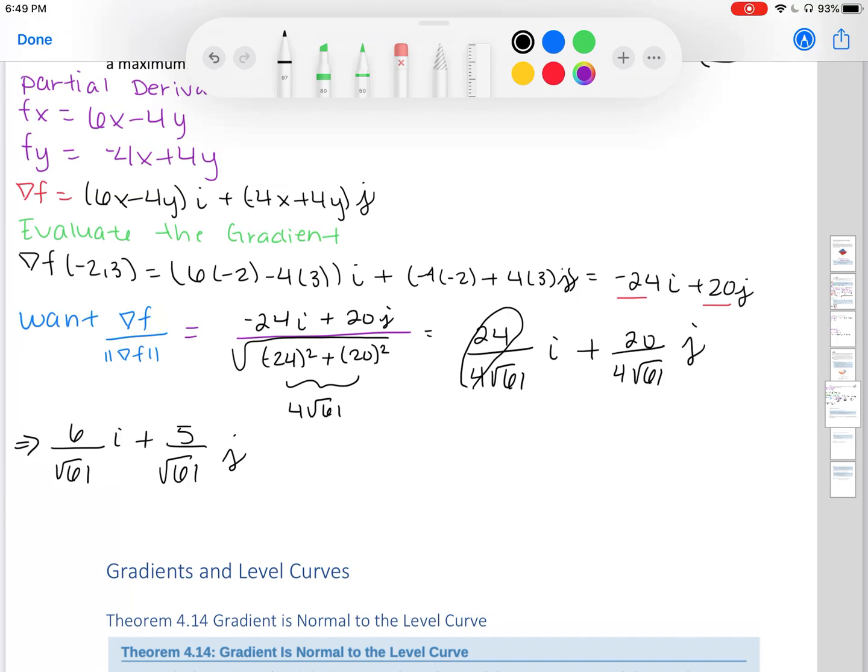But then we have to go ahead and rationalize those denominators, so that we have negative 6 square root of 61 over 61 i plus 5 square root of 61 over 61 j.